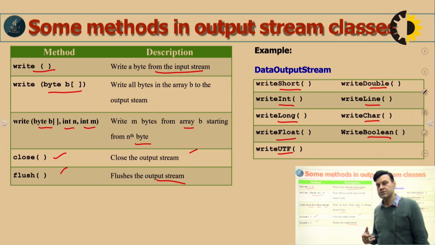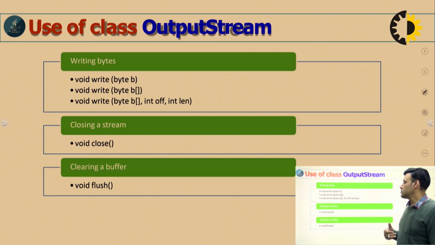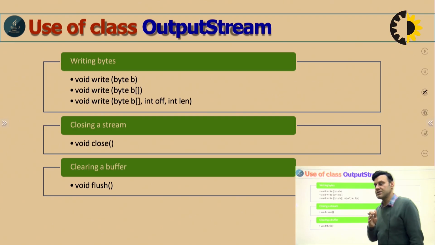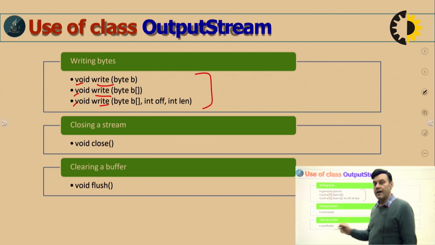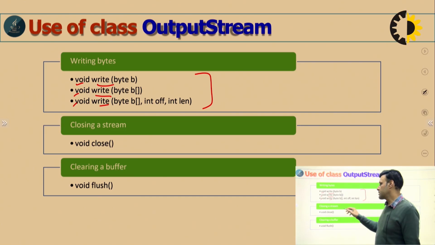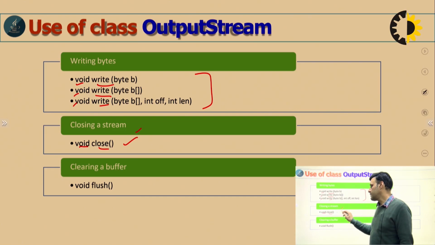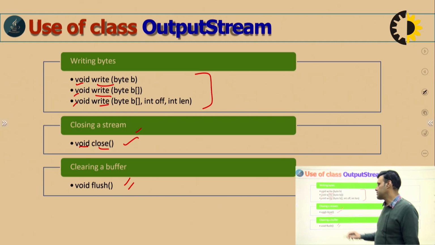Okay, students. So what is the use of the class output stream? Just as we saw for the input stream, where the read function has three constructors, similarly for writing a byte we have void write, void write, void write. It has a return type of void, whereas the read we saw returns an integer type. Closing a stream is simply void close, and clearing a buffer is void flush.